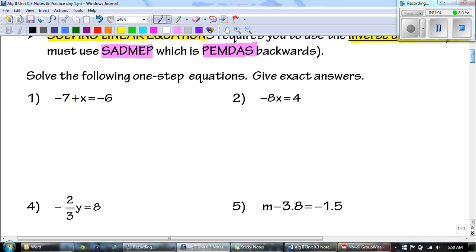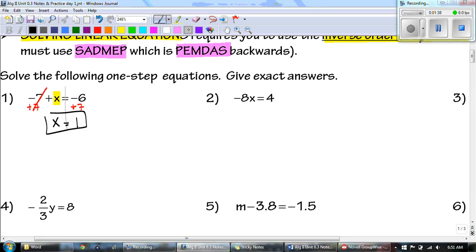So let's look at the first one. Number 1. We've got to find our variable. We draw our little line down the middle. I take a look to see what's going on right here, and we've got a -7. I want to do the inverse. I want to do the opposite. So the opposite of subtraction is addition. So we add the 7 to both sides. -6 plus 7 is 1. So we get that x equals 1.